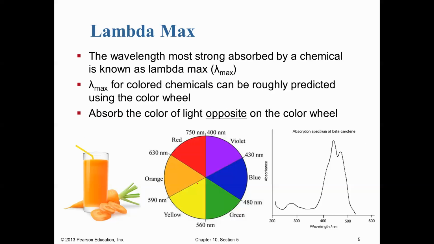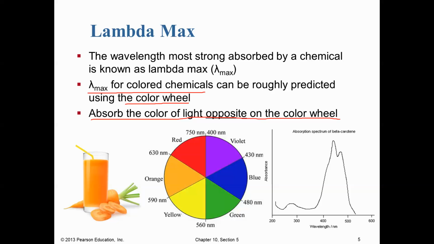All right, so let's talk more about this lambda max thing. Again, the lambda max is the wavelength of light that's most strongly absorbed by the chemical. And this again is going to depend on the structure of the chemical, so it's unique to a given chemical. And we can actually predict what the lambda max for colored chemicals is going to be using the color wheel. What we see is that they're going to absorb the color opposite on the color wheel.